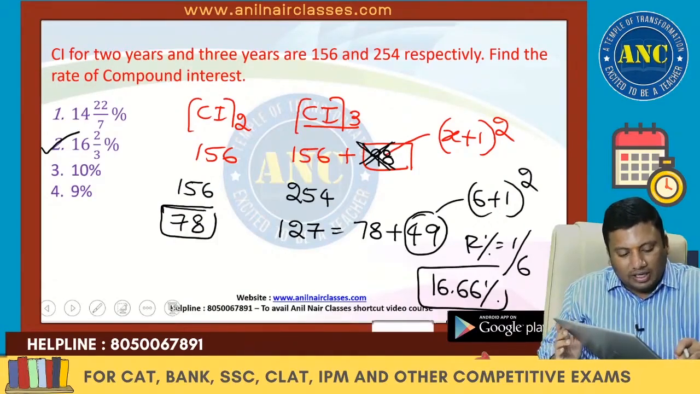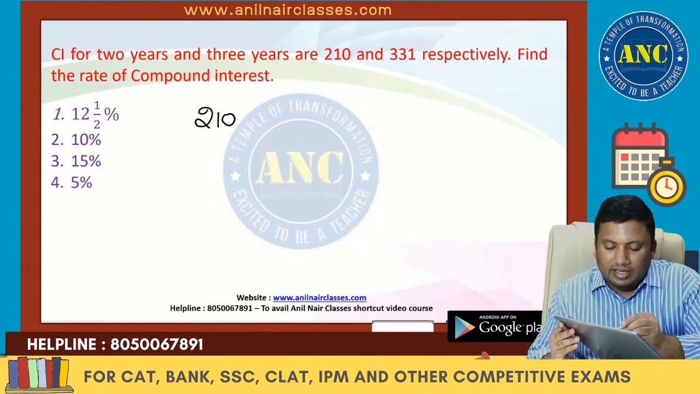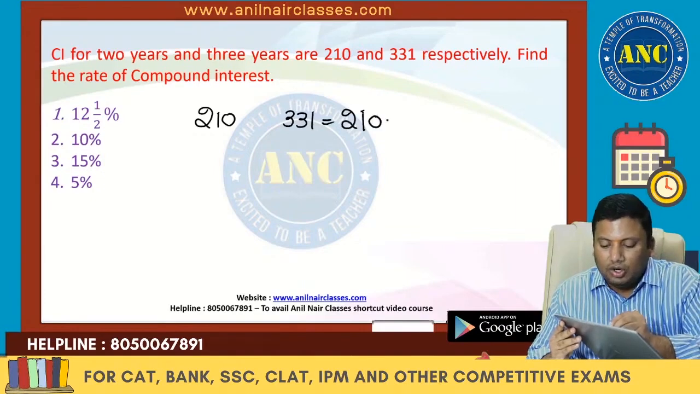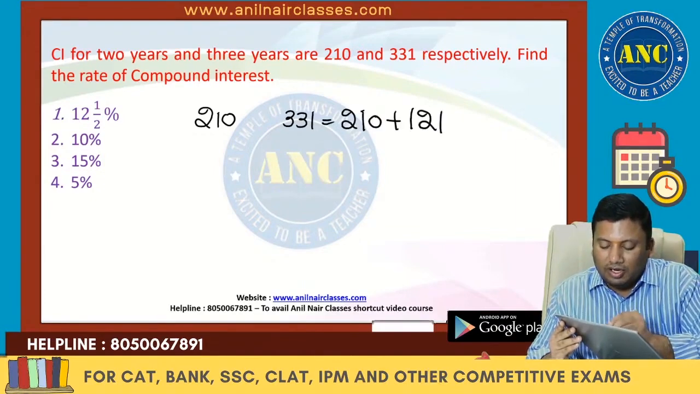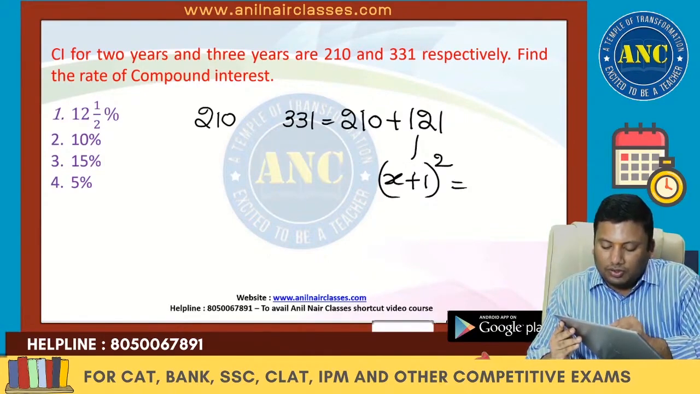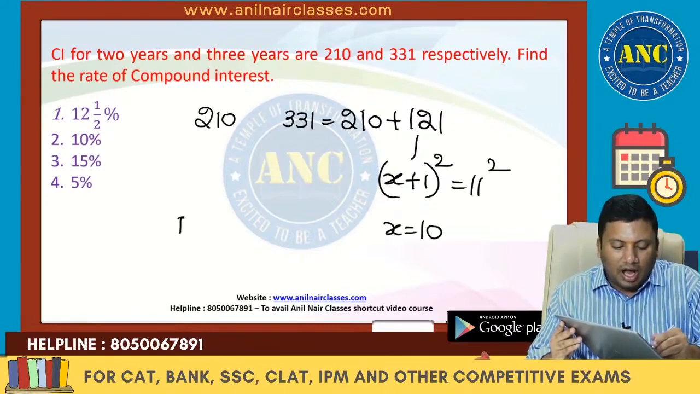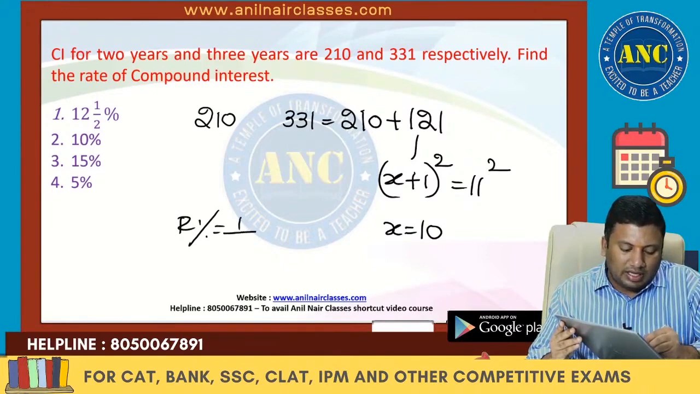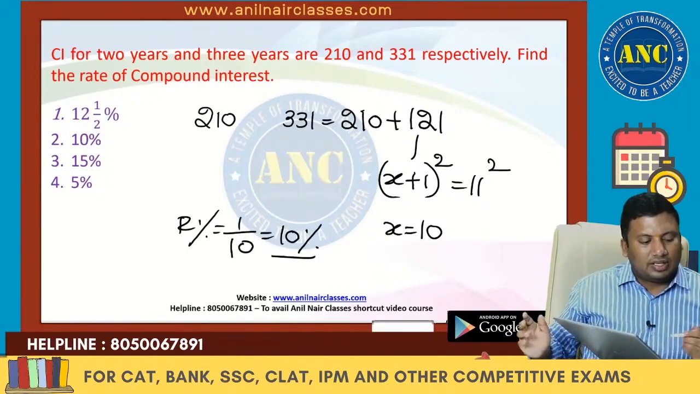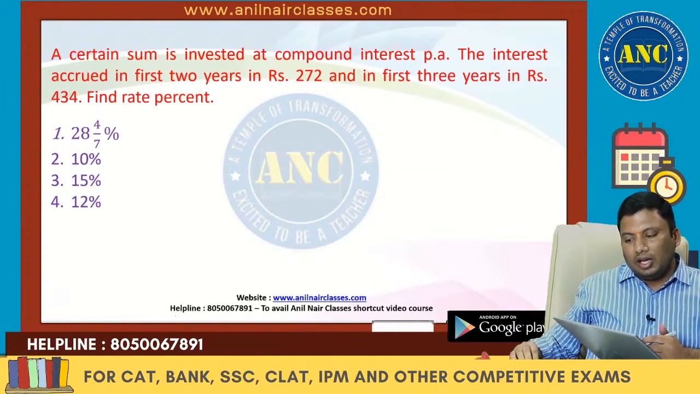Now, similarly, this is 210 and the next one is 331. 331 is 210 plus 121. 121 is nothing but x plus 1 whole square, which is 11 square. X value is 10. Our percentage is 1 by x, 1 by 10, which is nothing but 10 percentage. Idea clear?